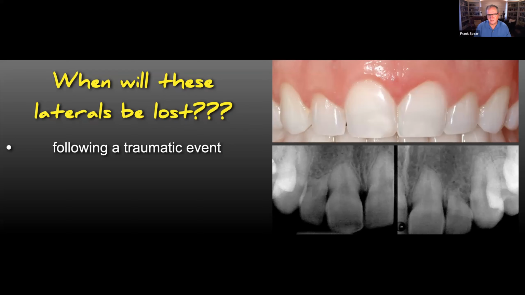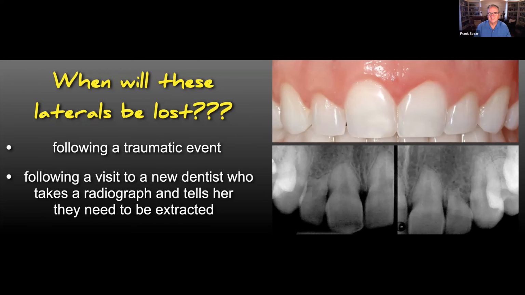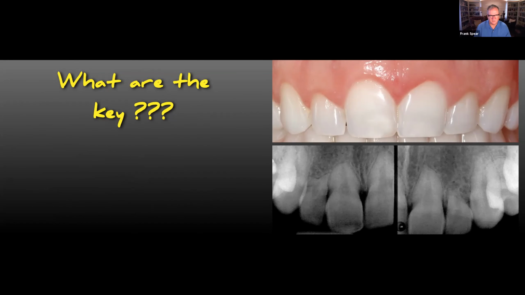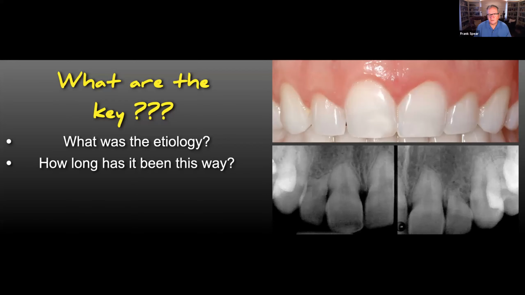The other reason would be if she went and saw a new dentist. Because if she goes to see a new dentist, the new dentist is going to look at her and say, oh, man, we got a problem. Now, let's talk about those key questions. What was the etiology? It was the canine eruption. How long has it been this way? She's 26. This happened when she was 8. It's been this way 18 years.